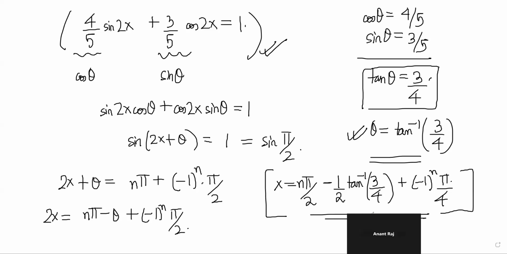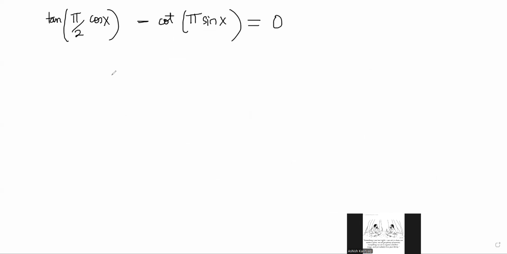Is it clear what is happening? Yes, sir. Okay. The next question then. The equation here is tan of pi by 2 cos x minus cot of pi sin x is equal to 0.